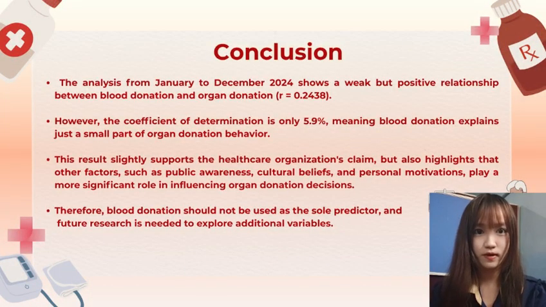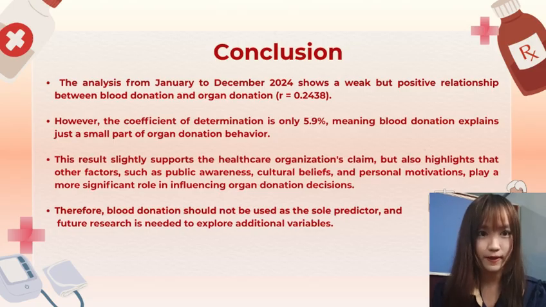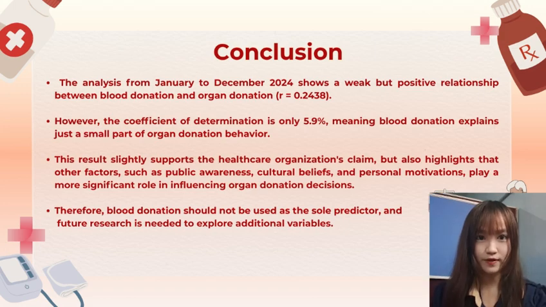In conclusion, based on the data collected from January to December, our analysis found a weak but positive relationship between blood donation and organ donation, with a correlation coefficient of R equal to 0.2438. However, the coefficient of determination, which is only 5.9%, tells us that blood donation explains just a small part of organ donation behavior. So while the results slightly support the healthcare organization's claim, it also suggests that other factors such as public awareness, cultural beliefs, and personal motivations have a much stronger impact.